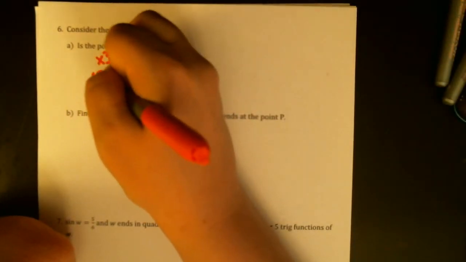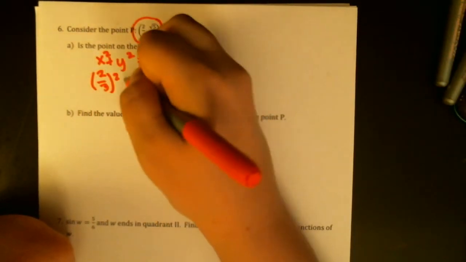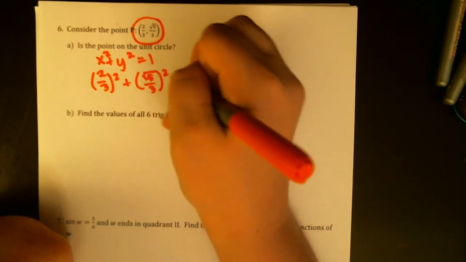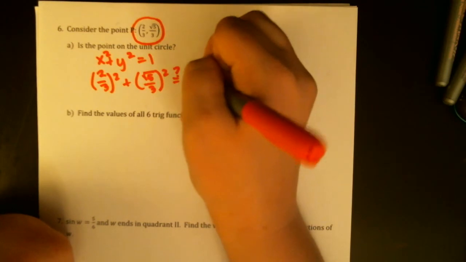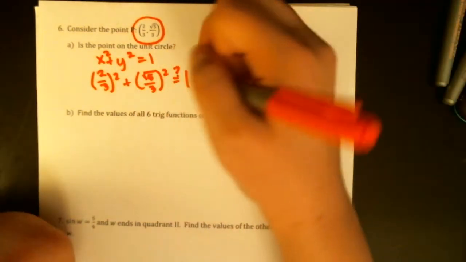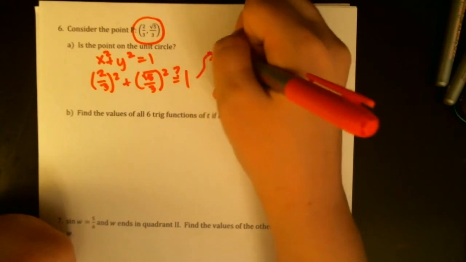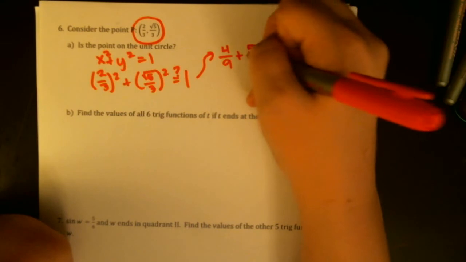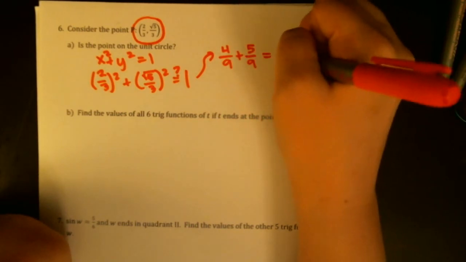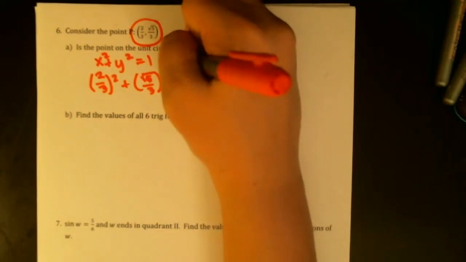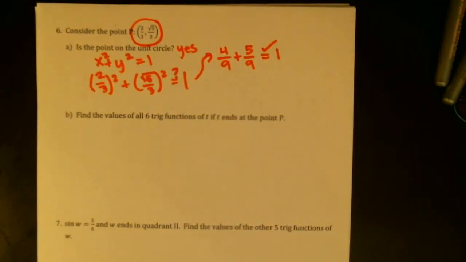We can say, okay, well, our x is 2/3 and our y is root 5 over 3. And this is a question mark. Does that in fact equal 1? So I'm seeing 4/9 plus 5/9. And yes, that does in fact equal 1. So yes, the point is on the unit circle.